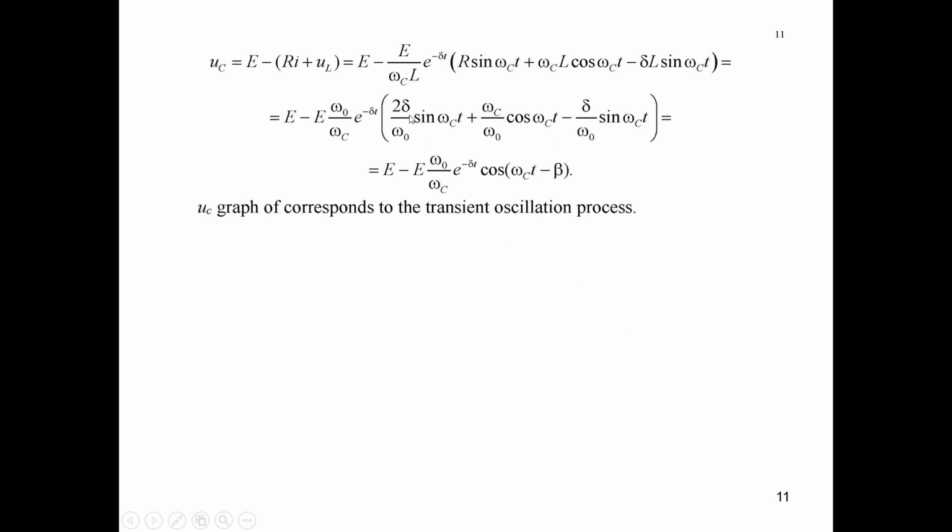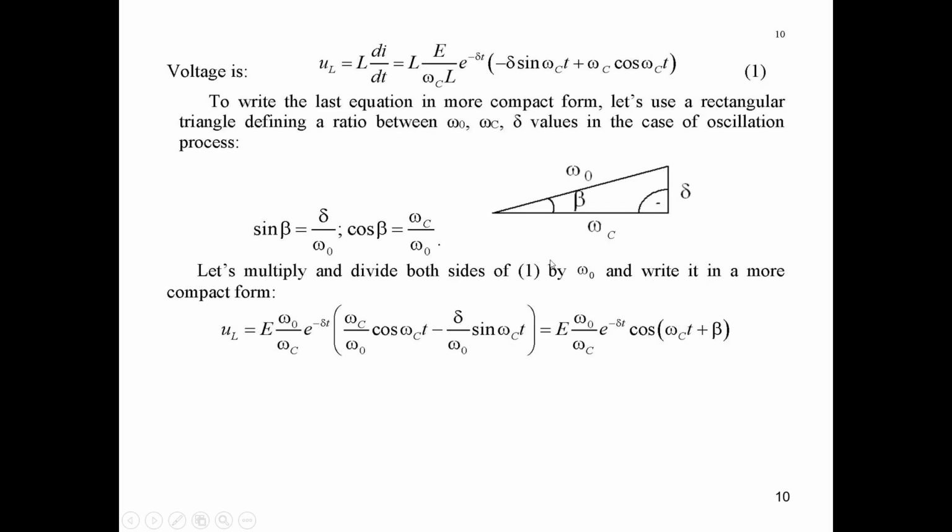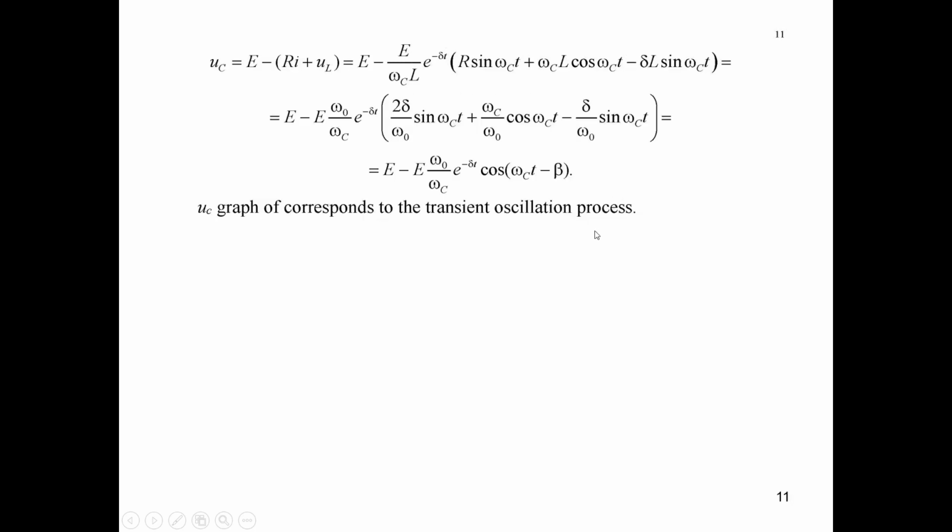And we can present delta over omega 0 as sine beta and omega C over omega 0 as cosine beta. And we may write it down. Here will be cosine omega CT multiplied by cosine beta plus sine omega CT multiplied by sine beta. So we can present it as cosine of omega CT minus beta for these items, and it will be E, omega 0 over omega C multiplied by e to the power minus delta t.